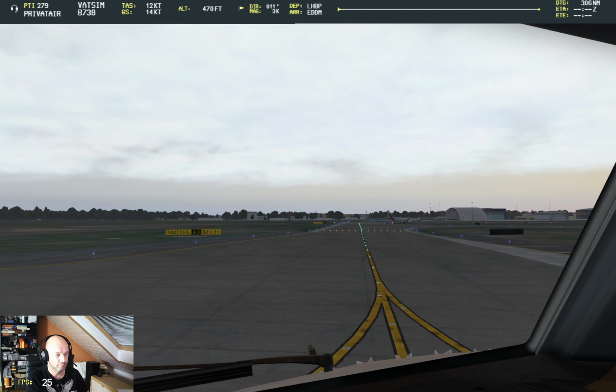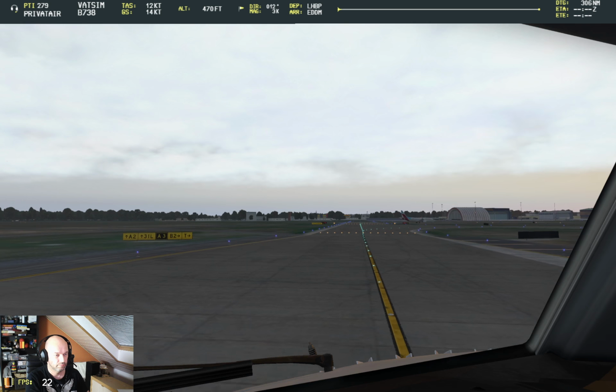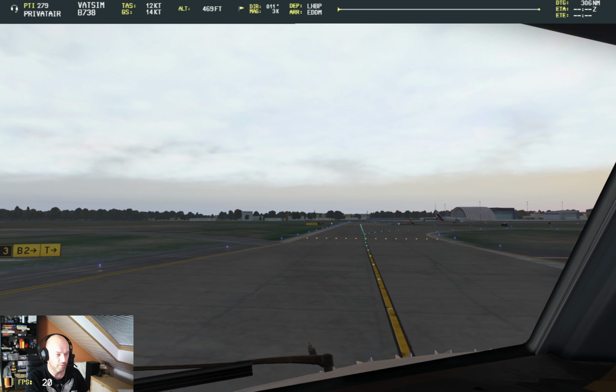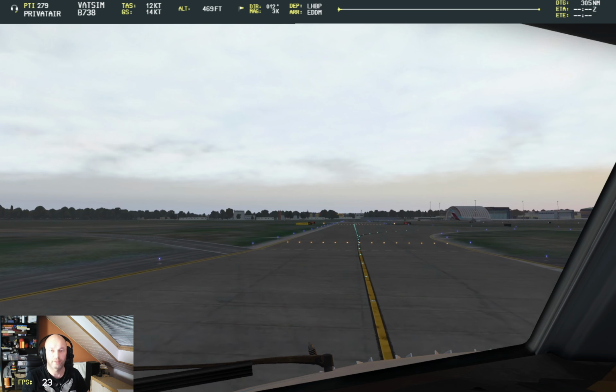Private Jet 279, contact tower on 118.1. Bye bye. Private Air 279, goodbye.